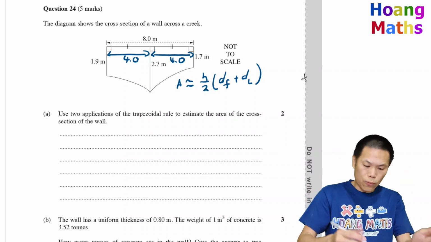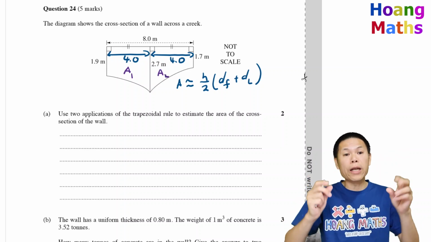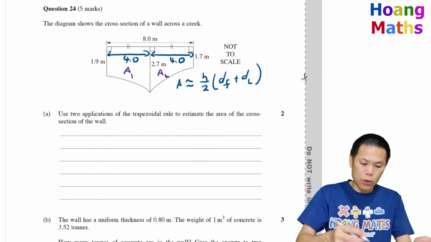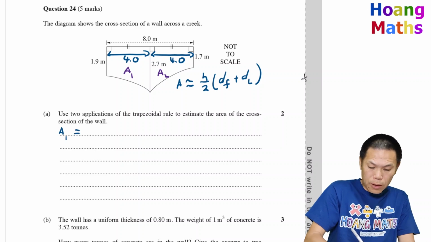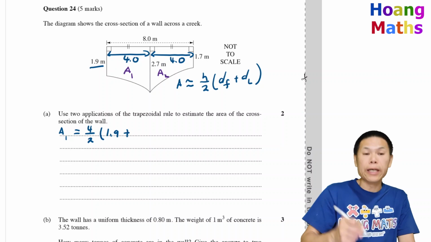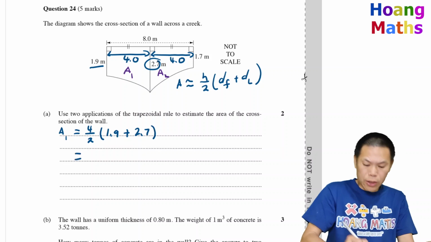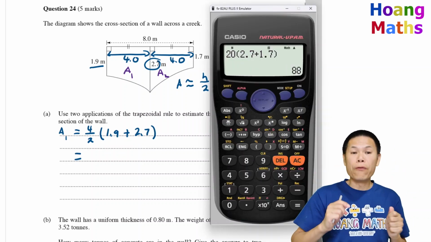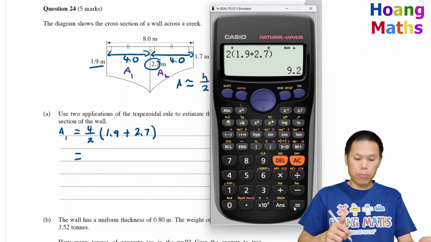So now we just use the rule. Let's say this is A1 and this is A2. We just need to work out area 1 and area 2 and add them together, because we need to use 2 applications. So A1 gives me the height, 4 over 2, brackets, the first is this one here, 1.9. We add the last, 2.7. So now I put it in the calculator: 4 over 2 is 2, brackets, 1.9 add 2.7, close the brackets, 9.2.